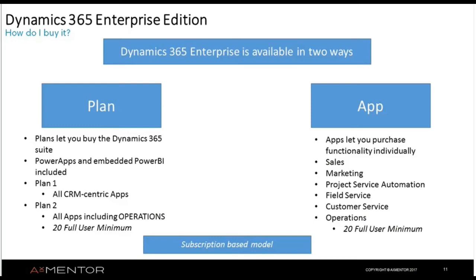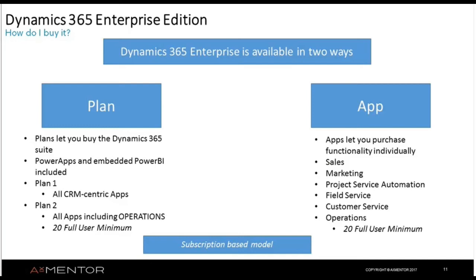The plans come in two flavors, Plan 1 and Plan 2, very unique names. But basically, Plan 1 is all of your CRM-centric apps, so your sales, marketing, customer service, field service, and things like that. Whereas Plan 2 is all of that, but with operations. So that's the full suite of Dynamics 365, and there is a 20 full user minimum for that. On the app side of the house, you can simply buy the apps a la carte individually. And again, with the operations app, you have that 20 full user minimum.